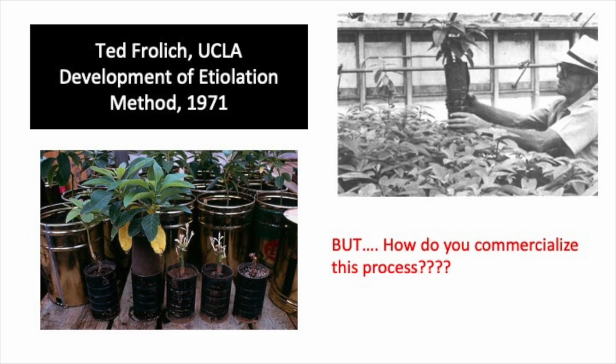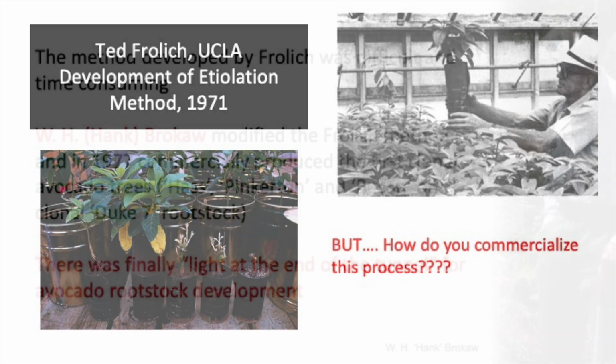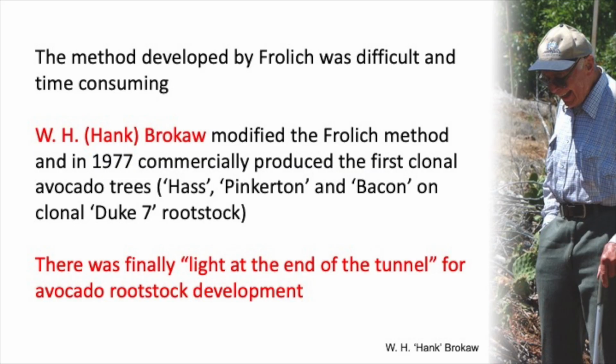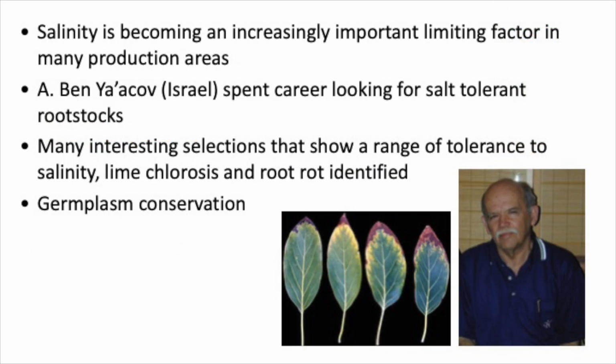And this is from an article from the 1970 Avocado Society yearbook that is available on avocadosource.com. All the yearbooks are available on avocadosource.com. And here's a picture of Hank Brokaw, who figured out a way to commercialize what Ted Frolich developed. So he was able to take it from the ivory tower to practical use. And here's a picture of Abraham Ben-Ya'acov, who is really a pioneer of salinity tolerance in rootstocks. And we have a suite of rootstocks from Israel now commercially available due to the work of this gentleman.